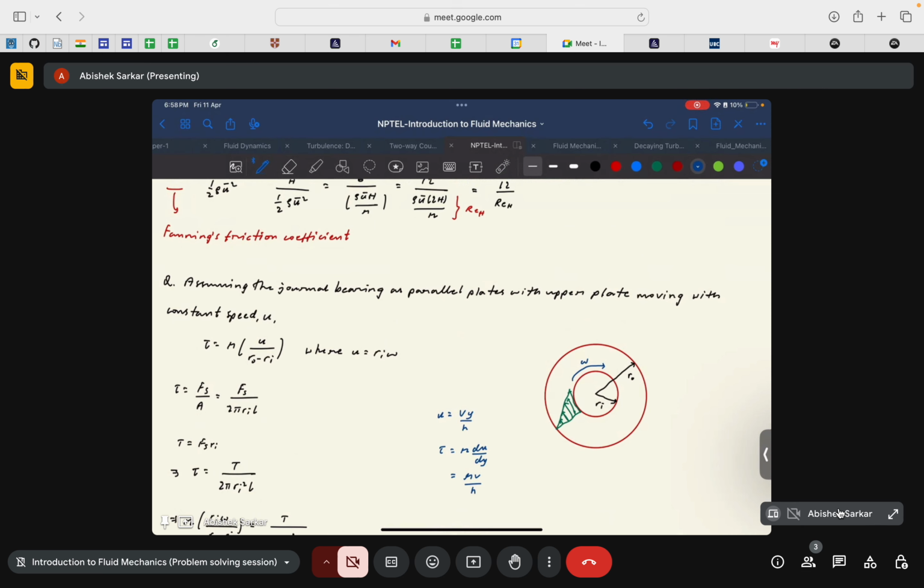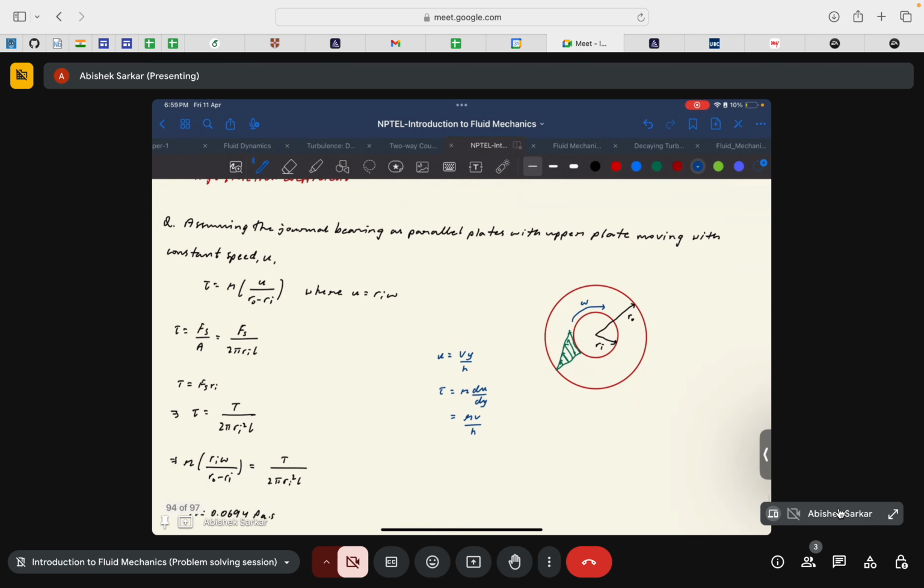Okay, quite simple. Now again we know that this shear stress can also be given by the total force, the force from the shaft distributed over the area of the shaft. That will be the area of the inner cylinder. Okay.